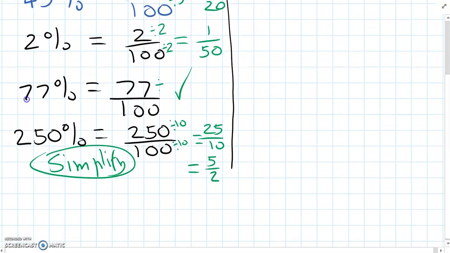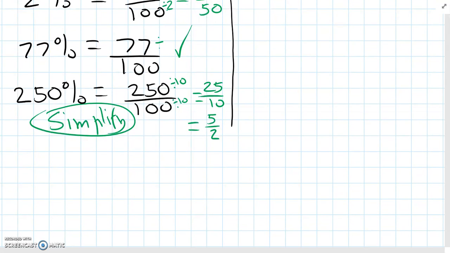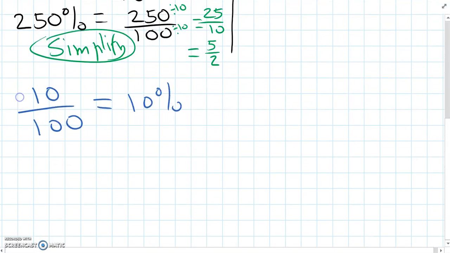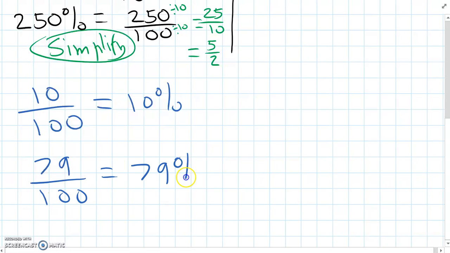If we want to go back from a fraction to a percentage, if the fraction is already out of 100, so 10/100, we already have a percentage because percent means out of 100. So 10 out of 100 is the same as 10%. Or 79/100, that's already out of 100, so that must be 79%.